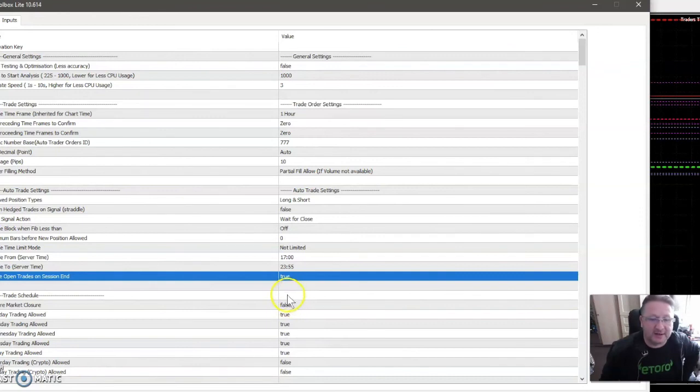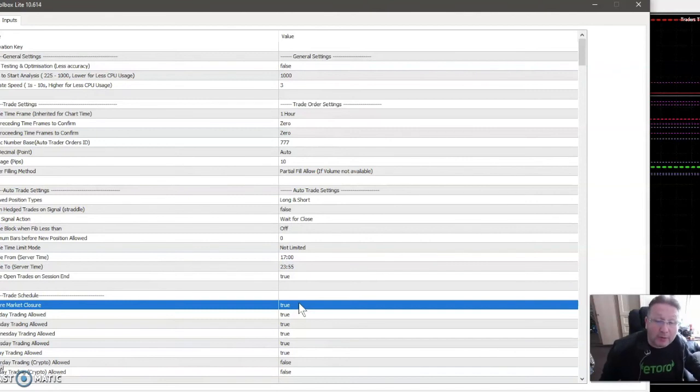Trade schedule, as I explained, is related to auto trade settings. Ignore market closure will ignore the settings coming from the server. Even if the market is closed, it will override and allow the EA to continue as normal regardless of market closures, which makes no sense either way, because if the market is closed, the EA won't be doing anything anyway. But it's there in case some brokers don't supply the correct opening and closing times for the asset.